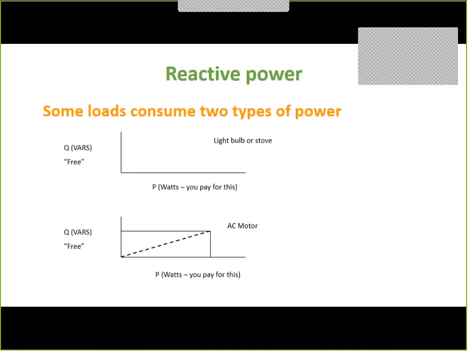An AC motor, on the other hand, uses an inductive coil to create the rotation. And a coil absorbs VARs. It's a form of power, but it's a zero average power. So half the cycle it's consuming it, and the other half it gives it back. So over a sine wave of power, the reactive power gives it to you for half the time, and then it takes it back. So on average, it's zero. That's why it's free. It doesn't cost anything, because on average, it's not consuming anything.